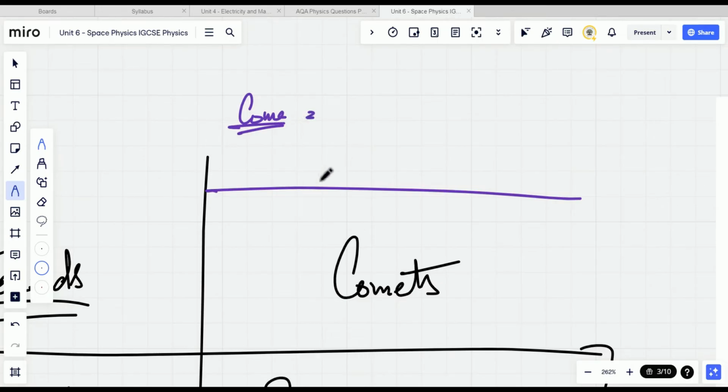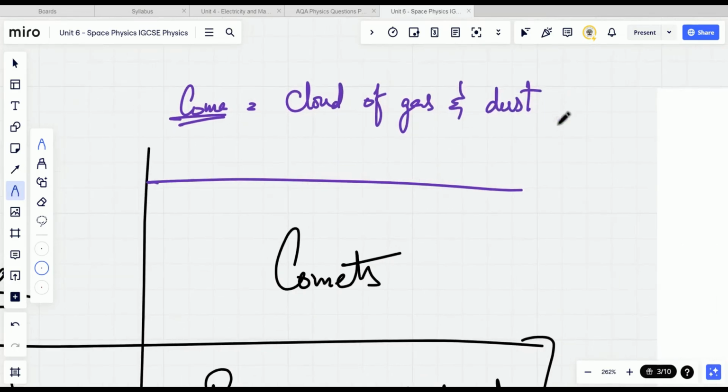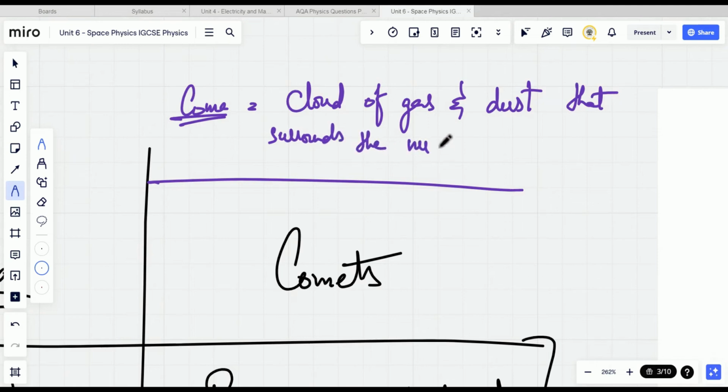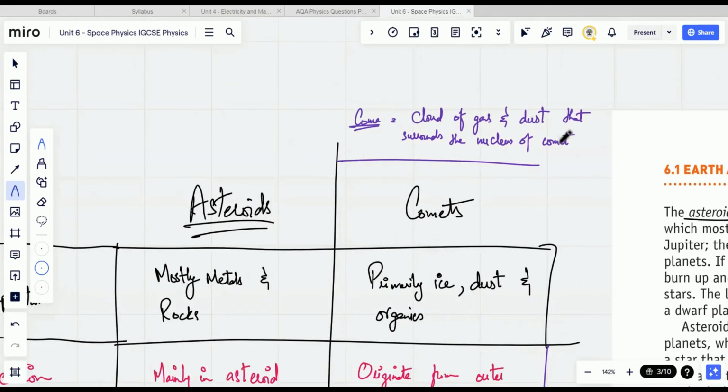Okay, so basically, coma simply means a cloud of gas and dust. This is what coma simply means. It surrounds the nucleus of a comet, that gives it that particular shape and the tail when it's moving, and it gives that glowing and diffusion effect as well. Okay, this is what a coma means.